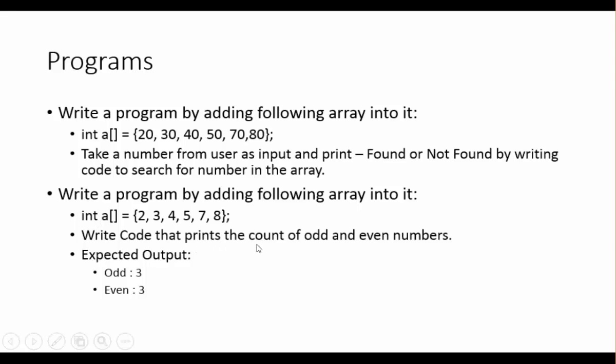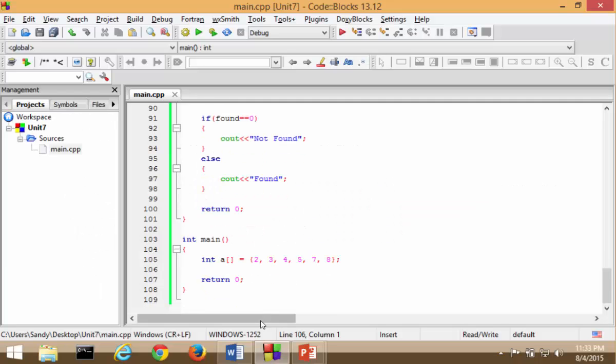Write code that prints out the count of odd and even numbers. The expected output is odd: 3, even: 3, because in this array there are 3 even and 3 odd numbers. That means divide by 2. What will you divide by 2? Every element of the array. That means there should be a loop first to go over them. If the remainder is 0, then it's even. If the remainder is 1, it is odd.